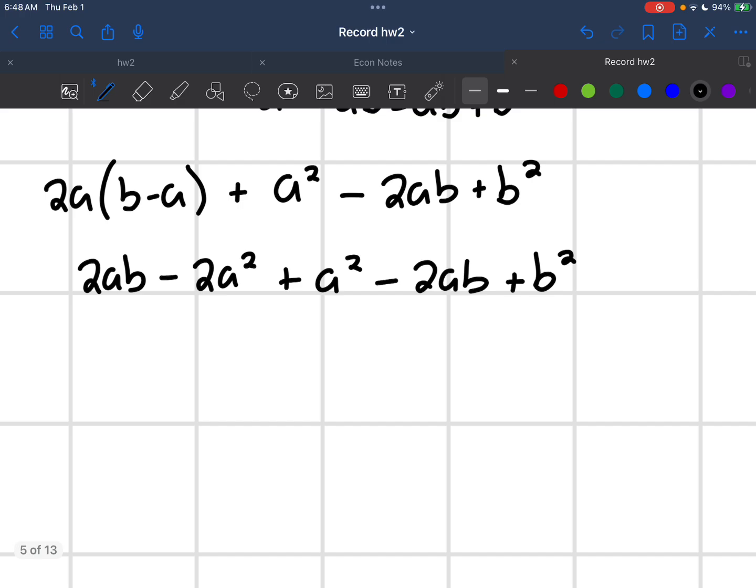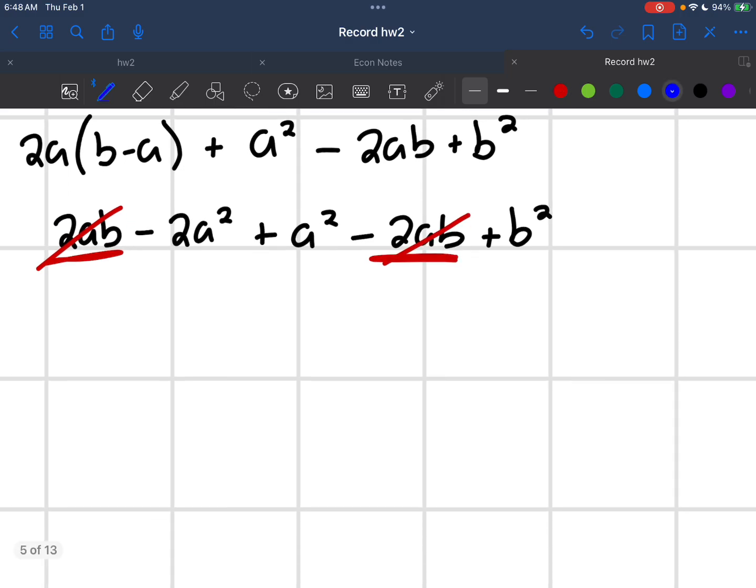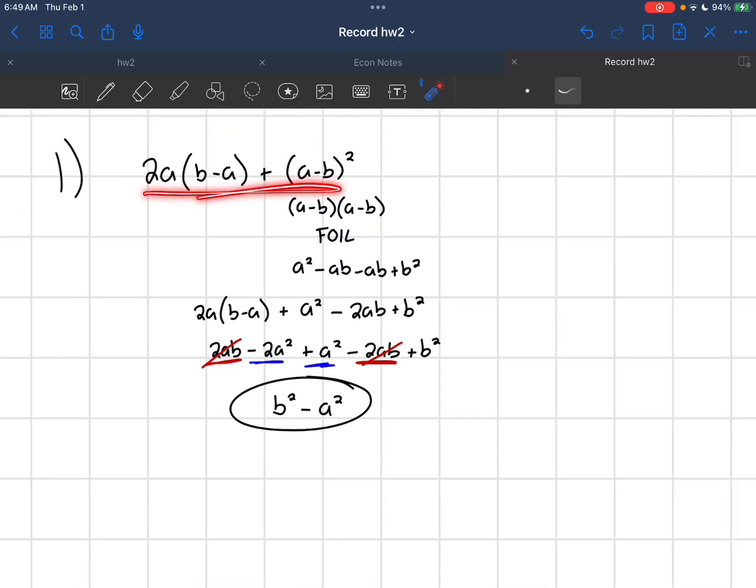Now I'm going to combine my like terms. So I have 2ab here and minus 2ab there, so those will cancel out. And then I'll have minus 2a squared plus a squared, which will leave me with minus a squared. And when I write equations, I don't like to start with a negative, so I'm going to bring my b squared to the front and subtract my a squared. And that's going to be my simplified form of this expression.